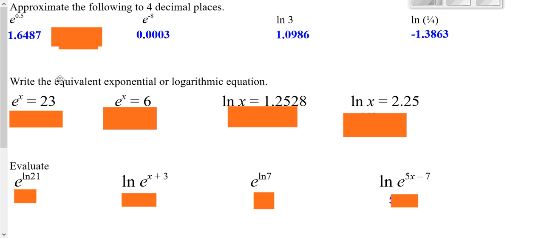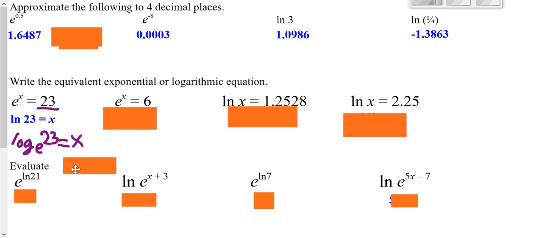Now, we have an exponential equation. We could write it in a logarithmic equation. If we look at this first one, we could go log of our base. Remember, your base is what your exponent's on. And then the exponent goes on one side by itself. And then what was over here goes after your logarithm. Now, because we have log base e, we could just write that as ln of 23.